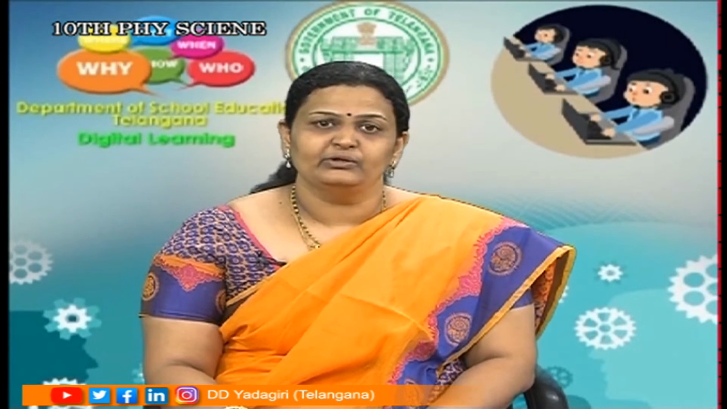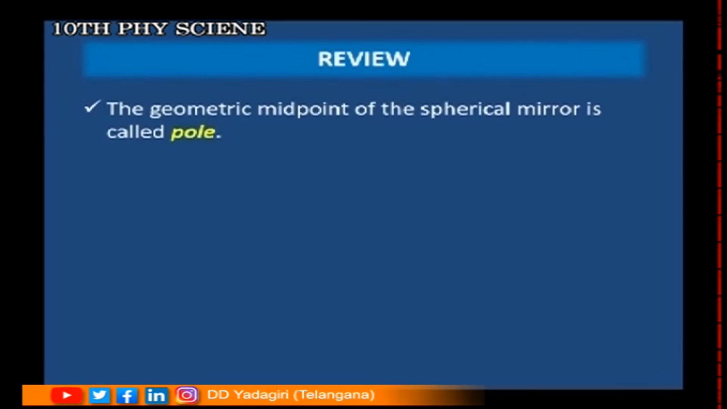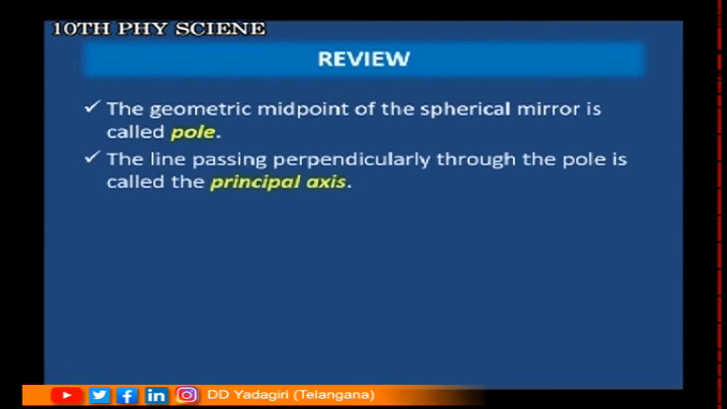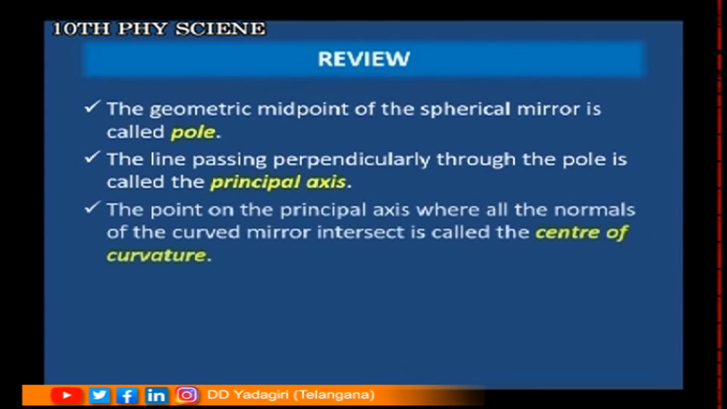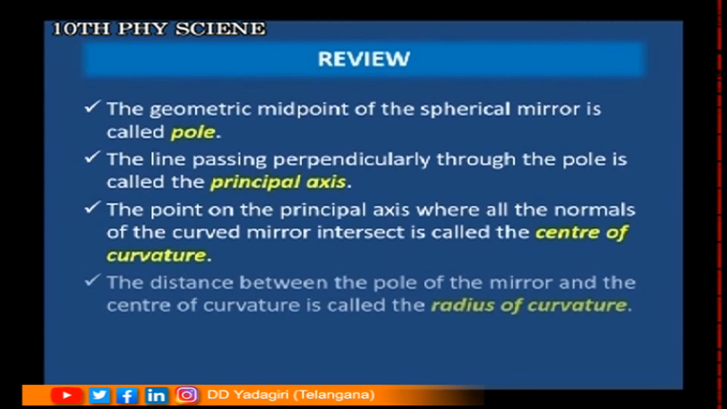Then children, we went on to discuss some important terminology related to the curved surfaces, that is the pole of the spherical mirror. The geometric midpoint of the spherical mirror is called the pole of the mirror. The line passing perpendicularly through the pole of the mirror is called the principal axis. The point on the principal axis where all the normals of the curved mirror intersect is called the center of curvature. This we have also defined as the center of the big spherical mirror from which the mirror is taken. Then we went on to discuss the definition for radius of curvature. The distance between the pole of the mirror and the center of curvature is called the radius of curvature.